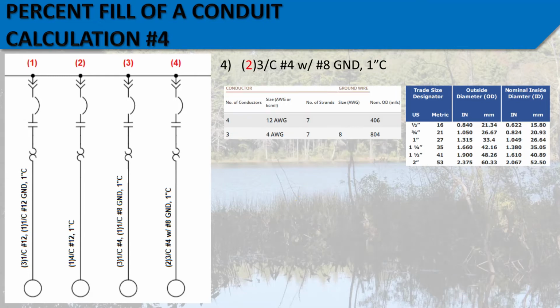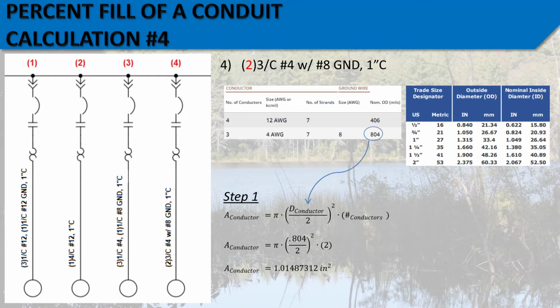In our final example for percent fill calculations, we have two 3-conductor number 4 wires with a number 8 ground in 1-inch conduit. So I realize this reads a little funny. So just to clarify, this cable consists of 3 number 4 wires as well as a number 8 wire, which serves as your ground. So effectively you have 4 conductors inside of this cable, and there's a quantity of 2 of those.